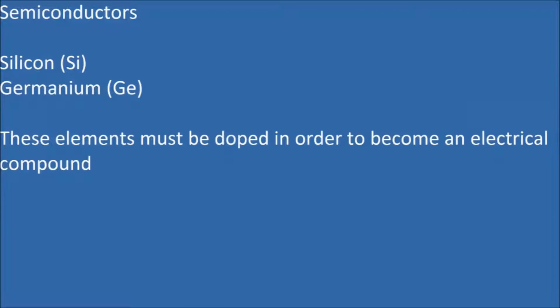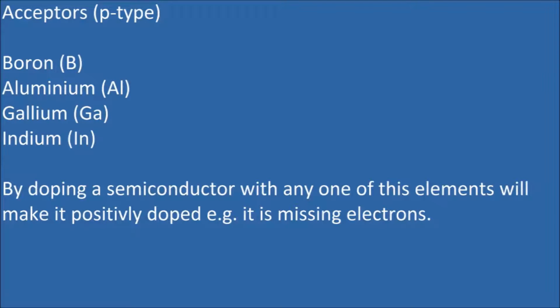All elements out of the fourth row from the periodic system are considered semiconductors. However, not all of them are considered the best semiconductors for this kind of job. So, silicon and germanium are the best semiconductors to be used for the job as a transistor. Now, since semiconductors have 4 valence electrons, they are very bad at conducting electricity, so they must be doped with other elements. So let's start with the acceptors.